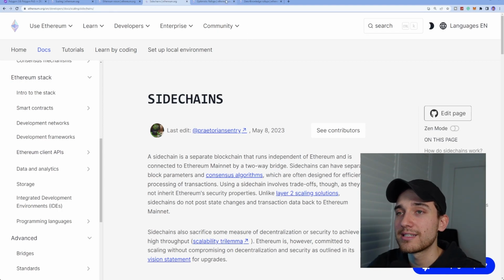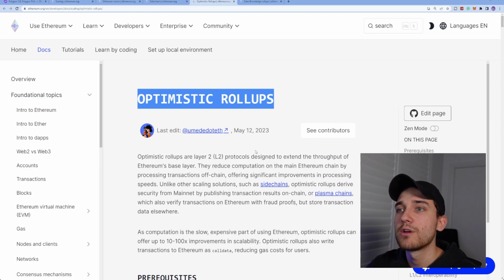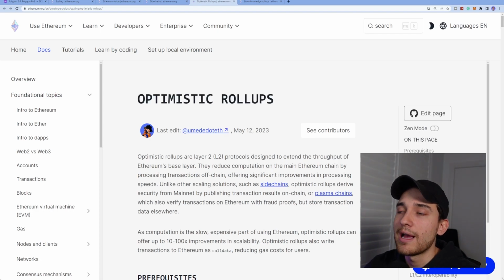There are other scaling solutions that companies like Polygon, Optimism and Arbitrum have created. So Optimism, for example, released an optimistic rollup. And this also has the same objective. It makes the transaction fees lower and the speed of the chain significantly faster.